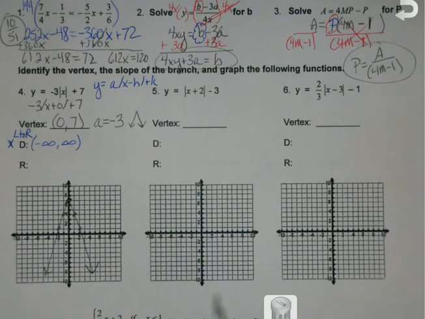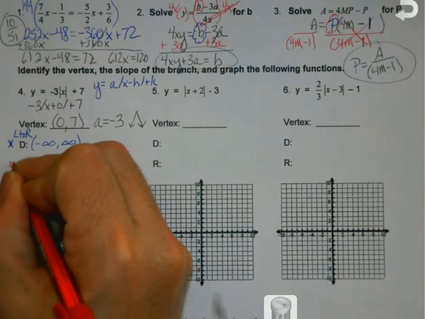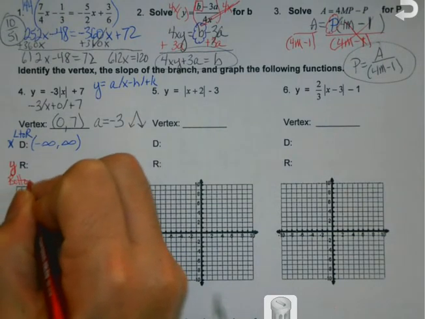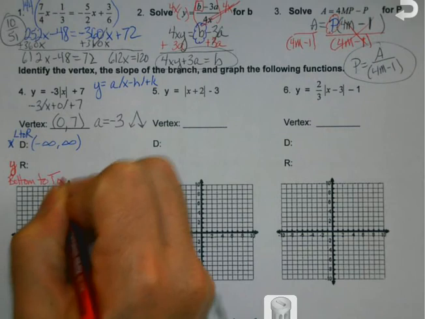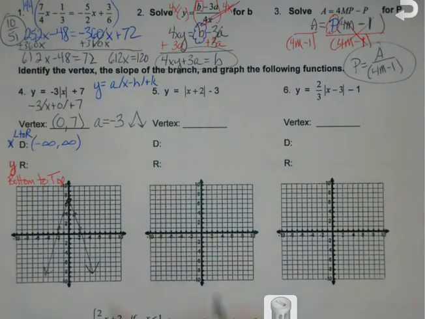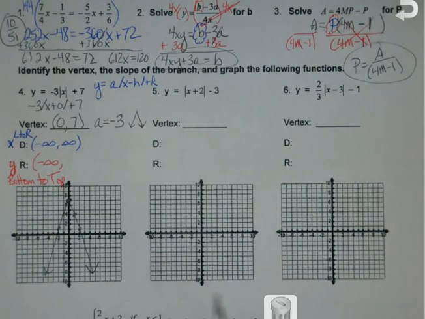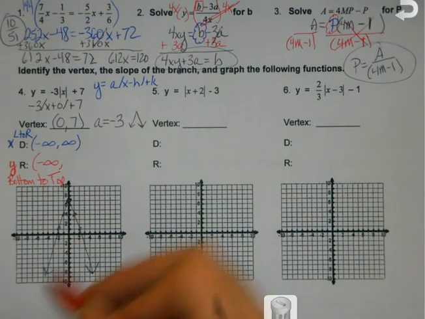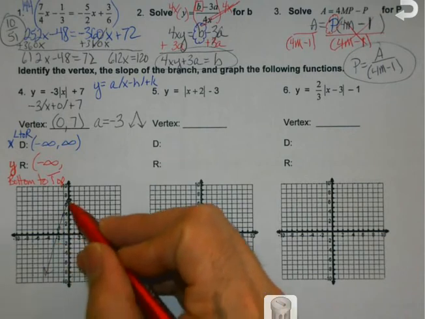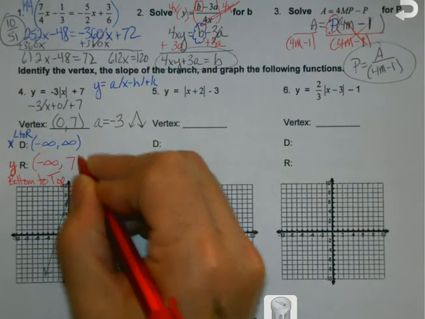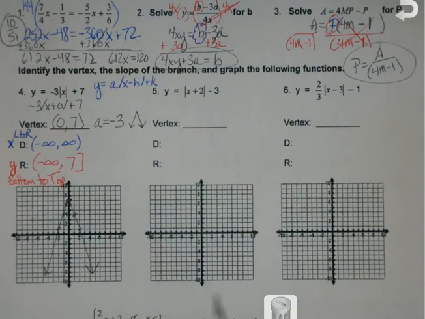Now my range is my y values from bottom to top. So the bottom of my graph, well, I can't really see it because these arrows mean it goes down, down, down forever. So it starts at negative infinity. But does it go up, up, up forever? Not quite. It stops up here at 7. So that's how I'd write that in. And that's it.